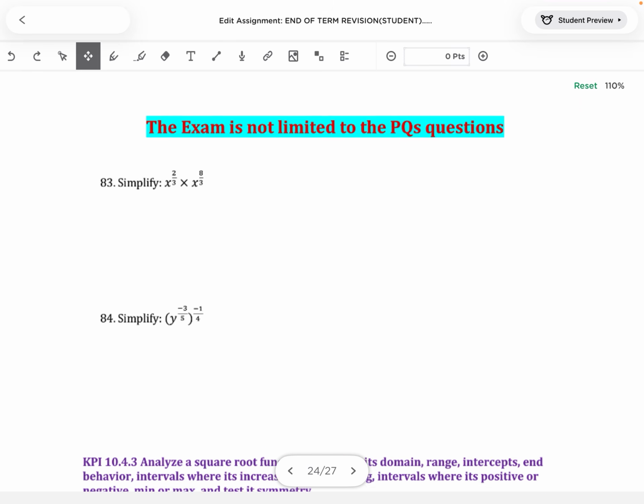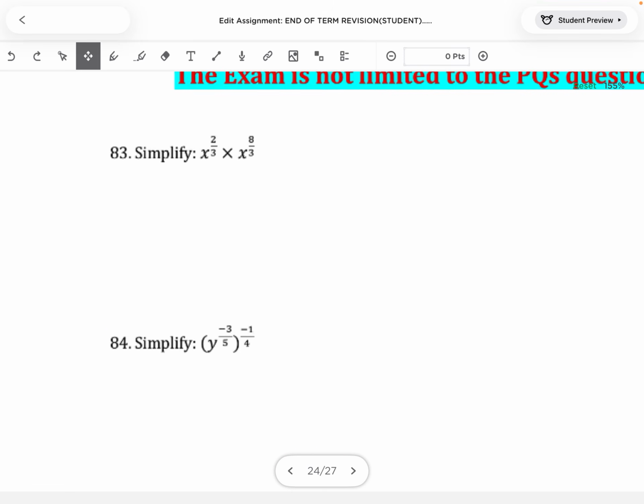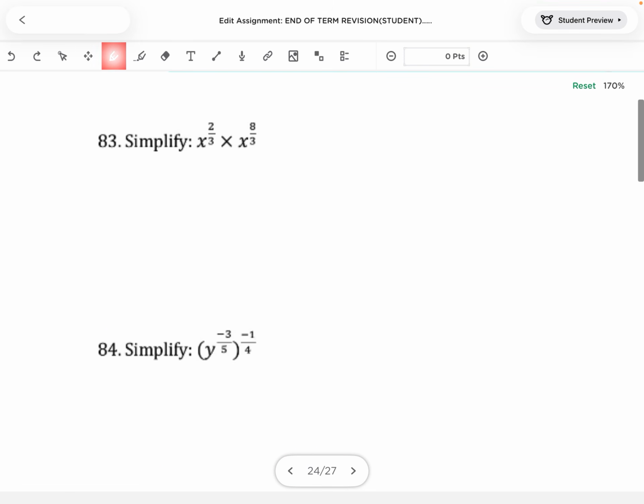Next. Power to the power here, I have to add. So this is x to the power 2 over 3 plus 8 over 3, which is x to the power 10 over 3. Power to the power, now here we multiply. It will be x to the power 3 over 20.